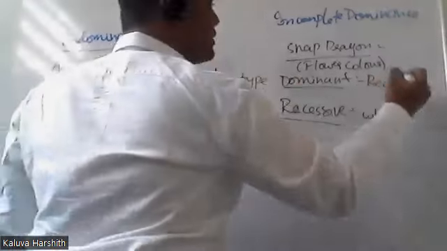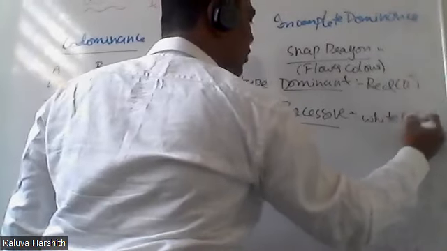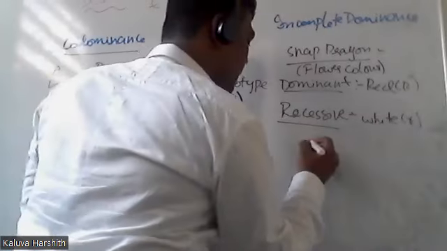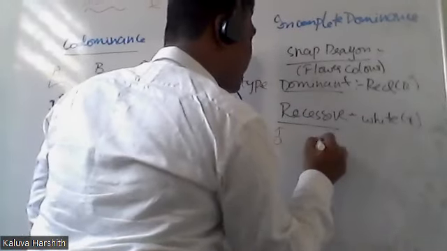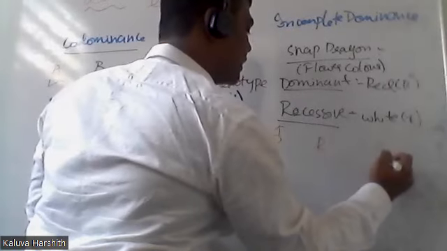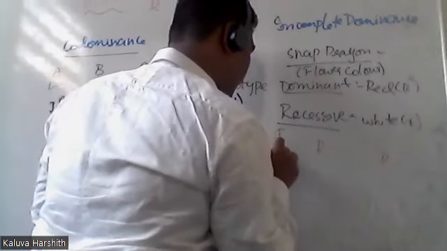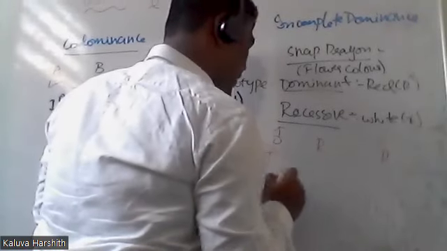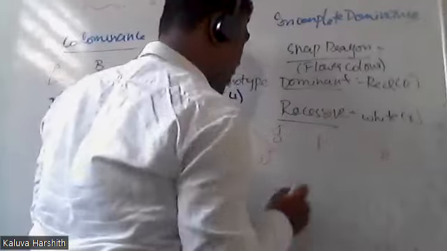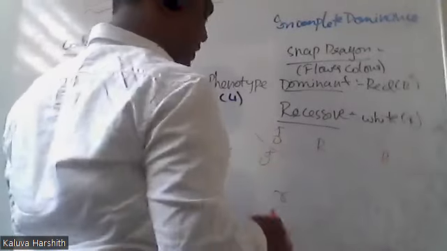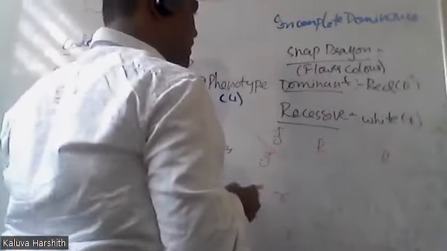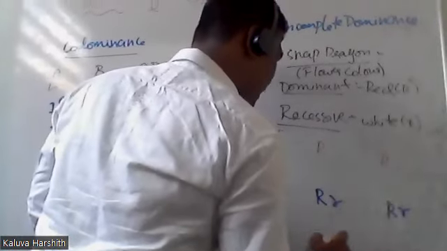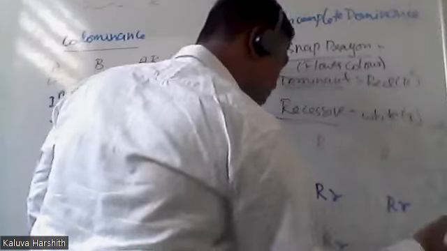I'm representing this as capital R, this as small r. Take two combinations. Here I am taking let male be capital R, correct? And let female be small r, correct? Red, complete white. When the cross is done, you get here capital R small r, capital R small r, capital R small r, capital R small r.